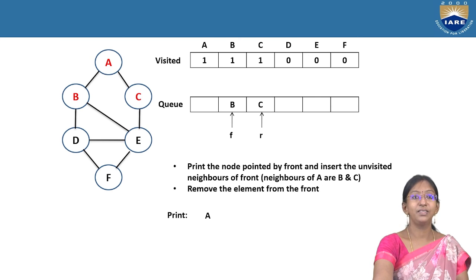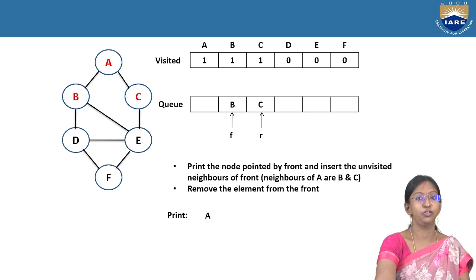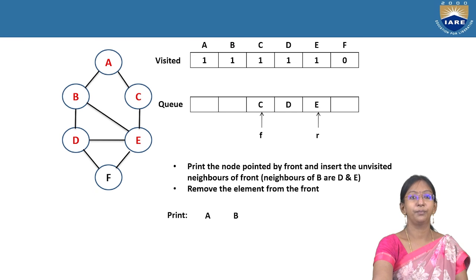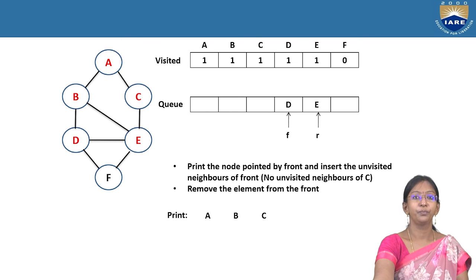Now who are all the unvisited neighbors of B? That is the element pointed by the front, which is B. D and E. Insert both and remove B. Right? So now the front is pointing to C. Unvisited neighbors of C, no one is there, so remove it. Now front is pointing to D.